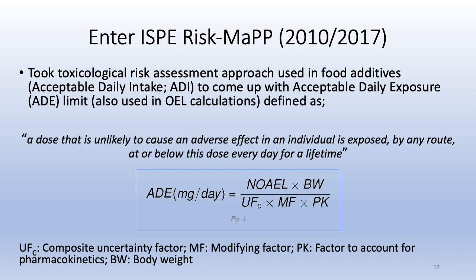Ordinarily, this is where your professional judgment will come in as a toxicologist or a person who is doing these calculations. And then they have some pharmacokinetic factor to account for the pharmacokinetics of the different compounds. So this was the way that the health-based exposure limit was suggested to be calculated under the ISPE risk map of 2010.